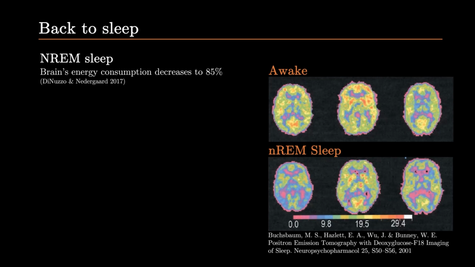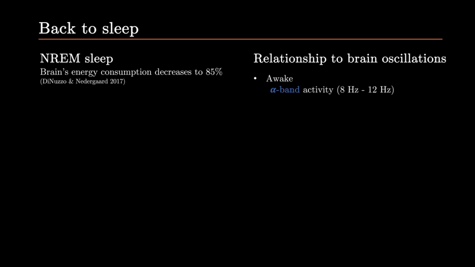Can we model this with our PET model, let's say as a final validation? How would we do this? Well, there's a fundamental relationship of different sleep stages and spectral properties of brain oscillations. In particular, when we are awake, we have so-called alpha band activity, which is around 8 to 12 Hertz. And in non-REM sleep, we have delta band activity around 2 to 4 Hertz.